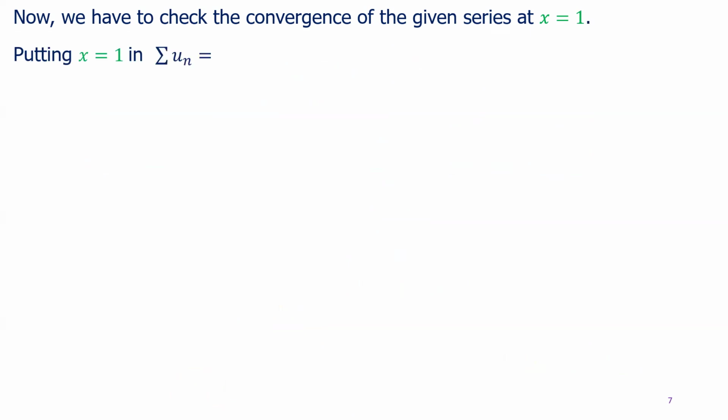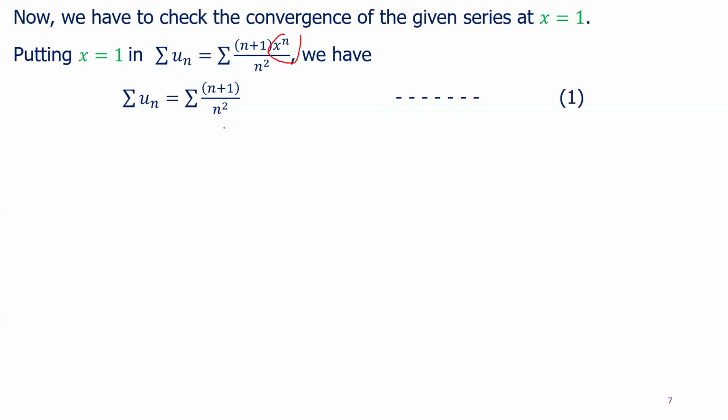Now we have to check the convergence of the given series at x equal to 1. Putting x equal to 1 in sum of un, the x to the power n will become 1. So we have sum of (n plus 1) upon n square. Now we have to check whether this series is convergent or divergent. Clearly, the nth term contains an algebraic numerator as well as denominator, so we can use the comparison test.